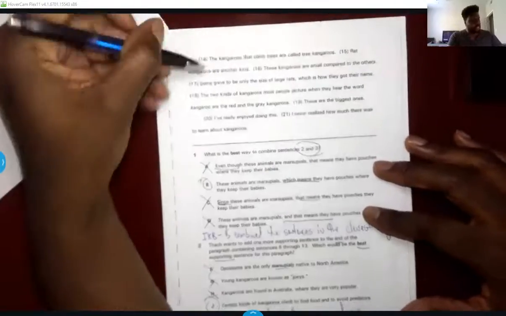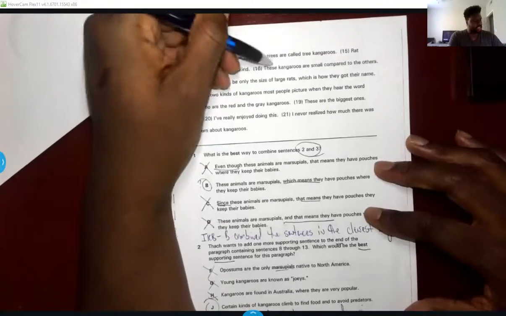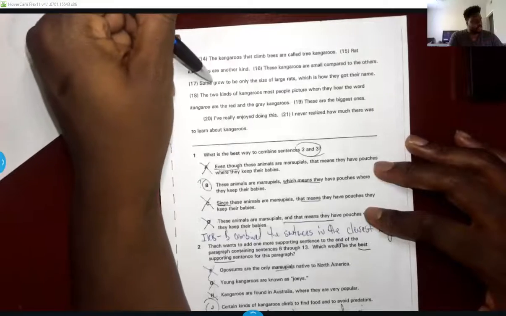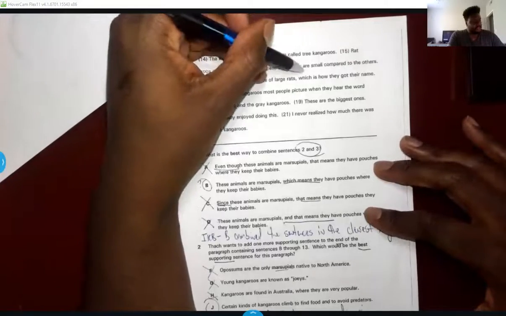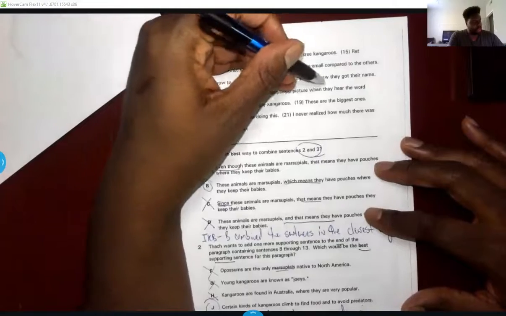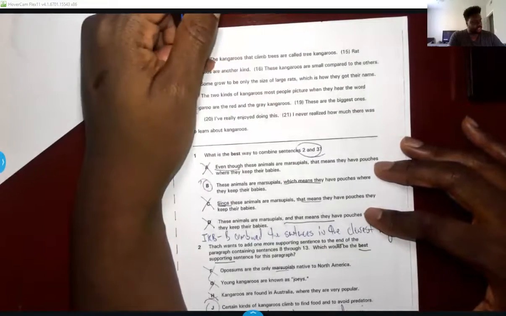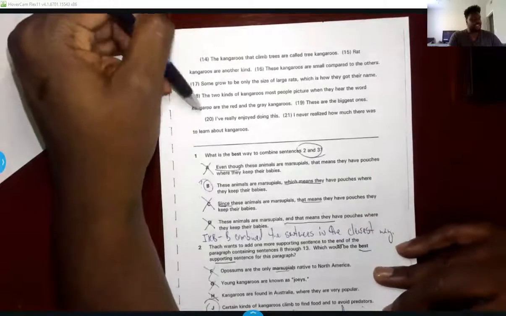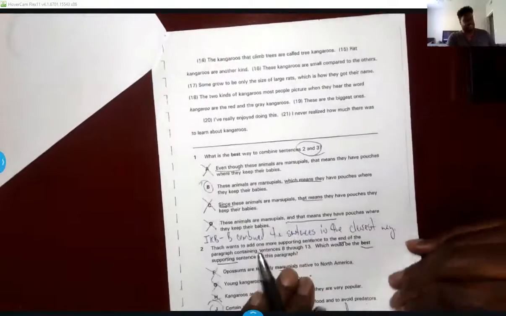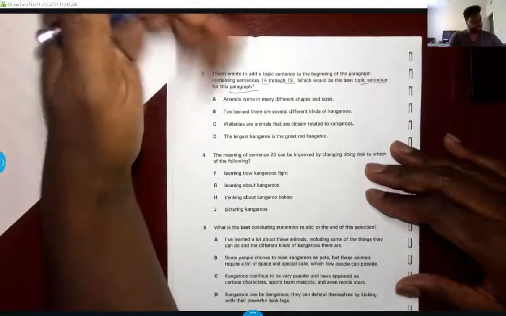The kangaroos that climb trees are called tree kangaroos. Rat kangaroos are another kind. These kangaroos are small compared to the others. Some grow to be only the size of large rats, which is how they get their name. The two kinds of kangaroos most people picture when they hear the word kangaroo are the red and gray kangaroos. These are the biggest ones. Okay, so they're talking about different types of what? Different types of kangaroos. Okay, so we're going to see what can be the topic sentence that kind of flows with different types of kangaroos.